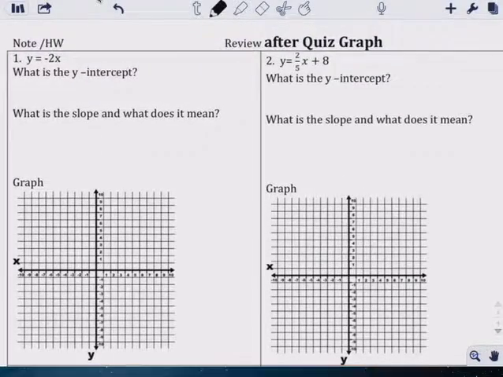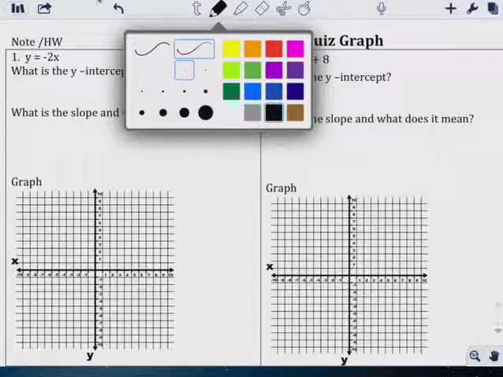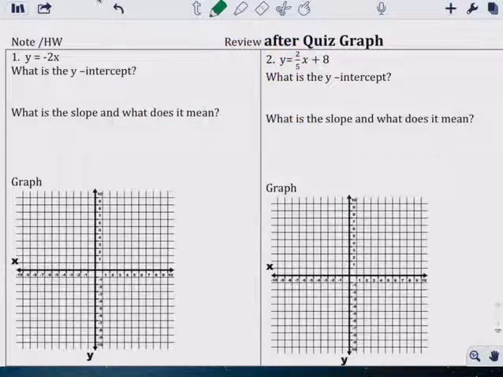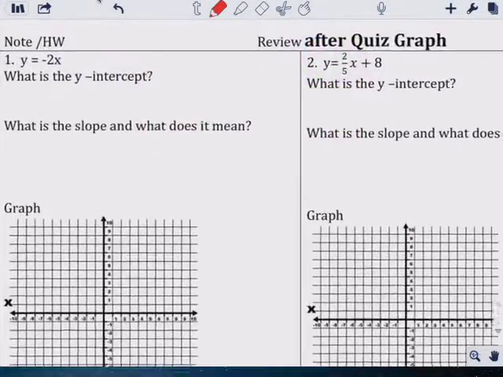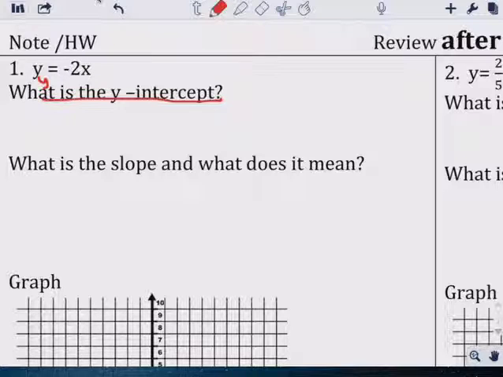This is today's homework. It is a green paper, so it should be a green worksheet. Number 1, what is the y-intercept? Remember, this should be in the form of y equals mx plus b. Well, b is missing here. If b is missing, it has to be a plus 0 there. So your y-intercept is 0.